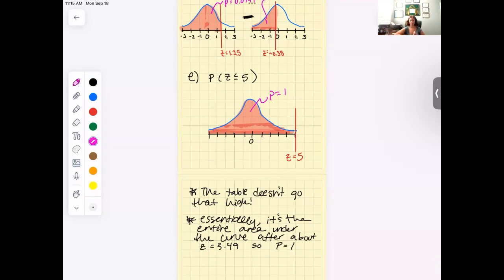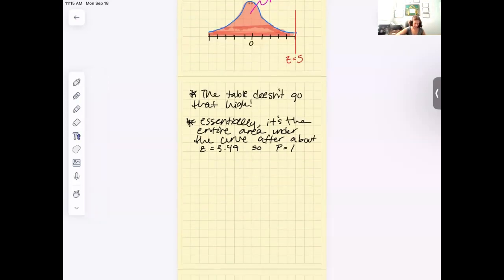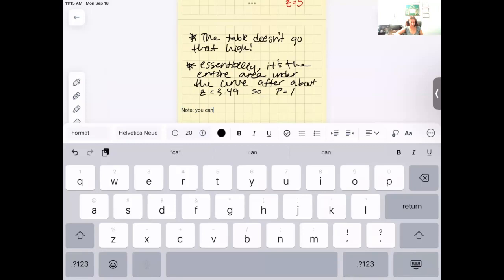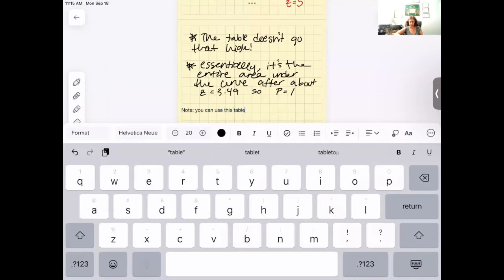Question so far? Now, you can also use this table backwards to do percentiles. So, like, you could go in the middle of the table and try and find, for example, the 75th percentile, and then sort of back your way up and look at what the z-score is. So make a note. You can use this table backwards to find percentiles.